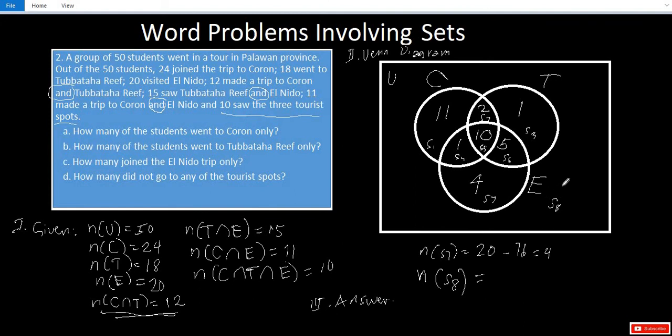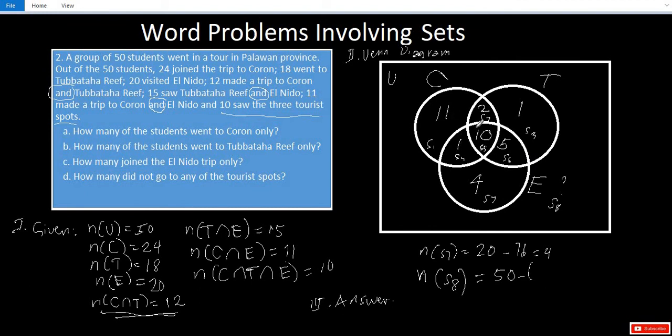So we are only lacking the cardinality of S sub 8. So how are we going to compute this? Okay, so observe that S sub 8 is part of the universal set. So all the regions from S sub 1 to S sub 8 make up the universal set. So therefore, when we add all the cardinalities of all the regions, it would sum up to the cardinality of the universal set, which is 50.